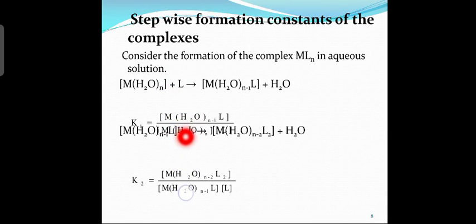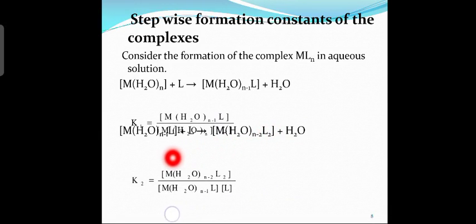Now suppose you have another reaction: M(H2O)n-1 L plus L gives M(H2O)n-2 L2 plus H2O, same as the first equation. Only the product of the first reaction, n minus 1, is written here plus L, and you get another product with n minus 2 instead of n minus 1, and L2 instead of L1, although we do not write the 1. The other product is water, because one aqua is removed.